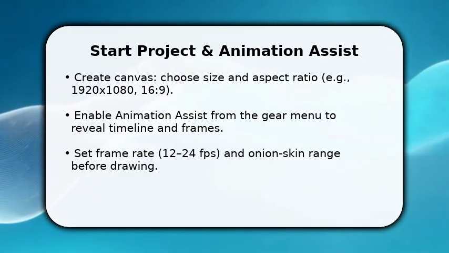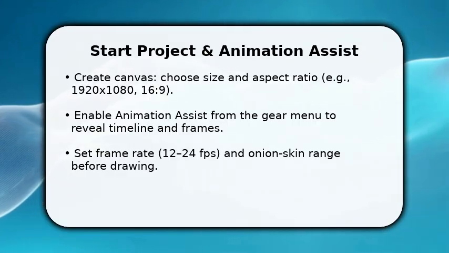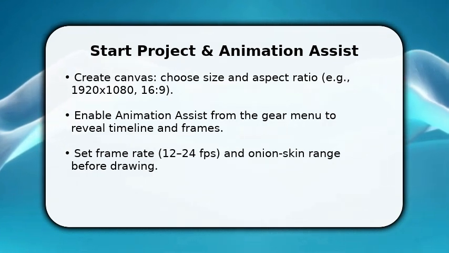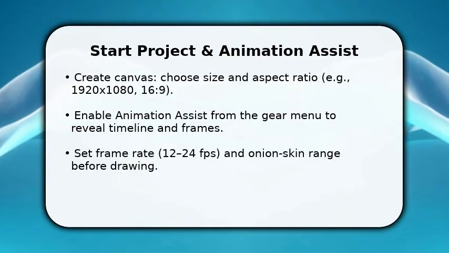You should immediately set your target frame rate, 12 for a traditional sketchy feel, 24 for smoother motion, and define how many previous and next frames the onion skin shows so you can trace movement accurately as you draw.